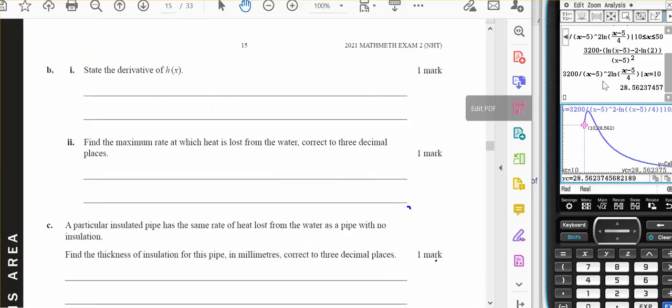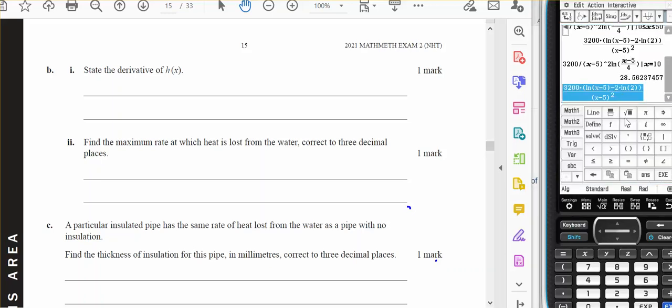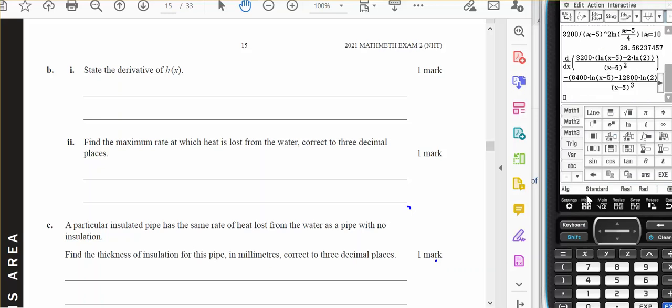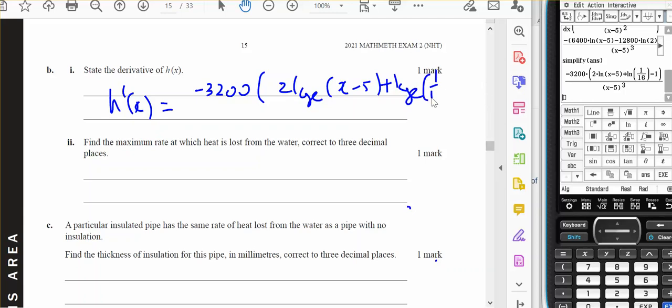Okay, state the derivative of h. That's a bit of a silly question. Okay, so if I just get the derivative with keyboard math 2, derivative with respect to x, it's an awful answer. Simplify that answer. Did it come out any nicer? It did. So I'm going to write h dash of x equals -3200 bracket 2 log by c of x minus 5 plus log by c of 1 on 16 minus 1, all over x minus 5 squared cubed.